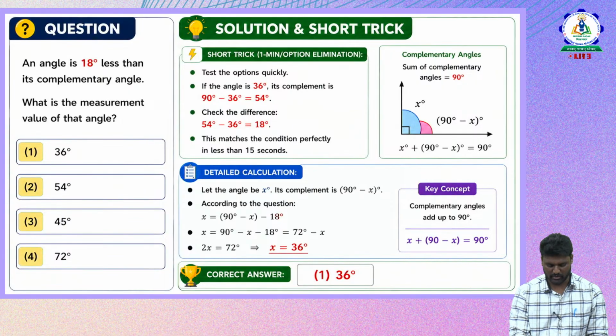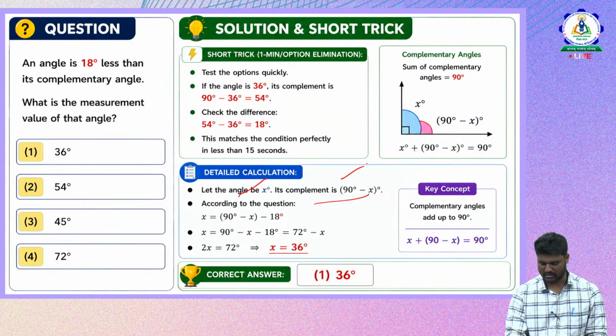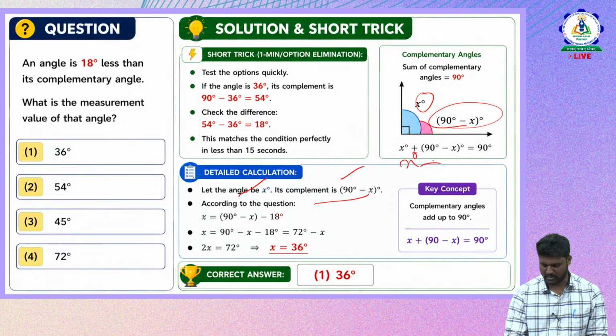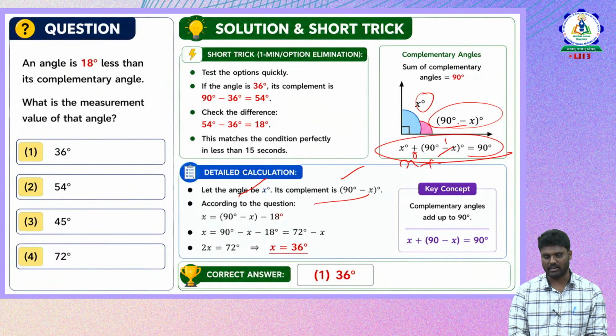So now let the angle be x degrees, and the complementary angle is 90 degrees minus x. That means one angle is x degrees and another angle is 90 minus x. The sum of x plus 90 minus x should be 90, then we say that these two angles are complementary angles. According to the question, x is equal to 90 minus x minus 18 degrees. That means the angle is 18 degrees less than the complementary angle. This is the angle, and this is the complementary angle.